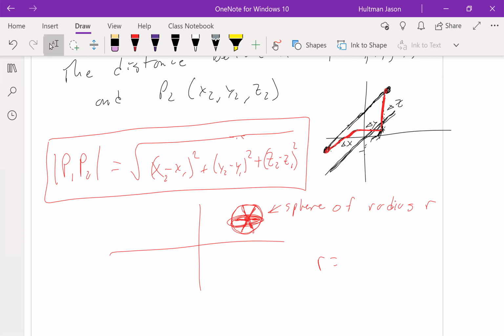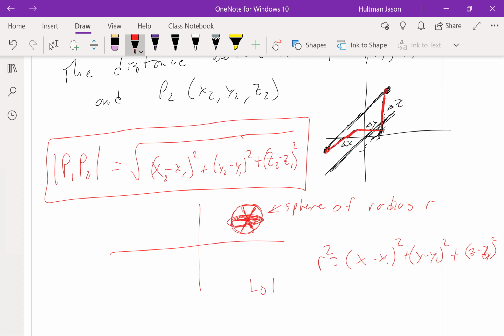We would want r to be equal to the square root of x2 minus x1 squared plus y2 minus y1 squared plus z2 minus z1 squared. And we're just going to square both sides, and it's going to give me r squared. So now I'm going to let x, y, and z vary. That would just be from one point to the other, but I want a locus of points. So this is going to be x, y, z.